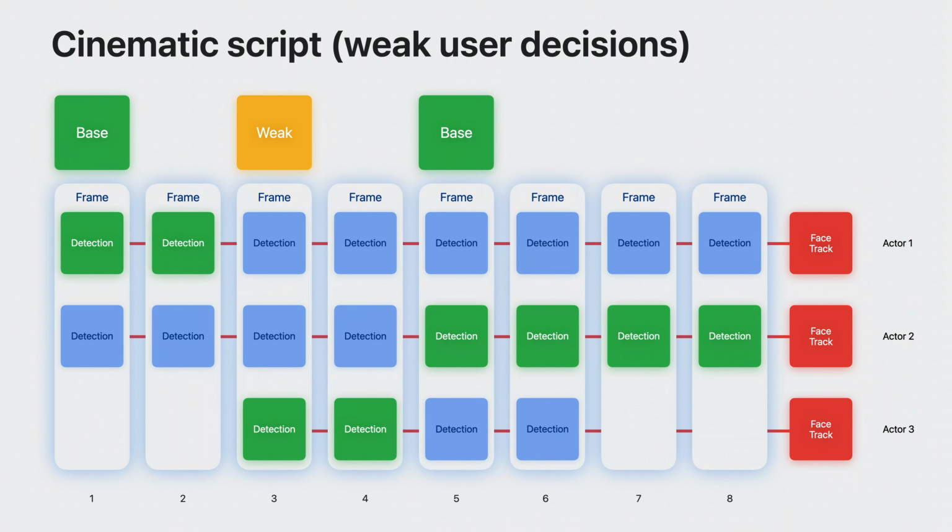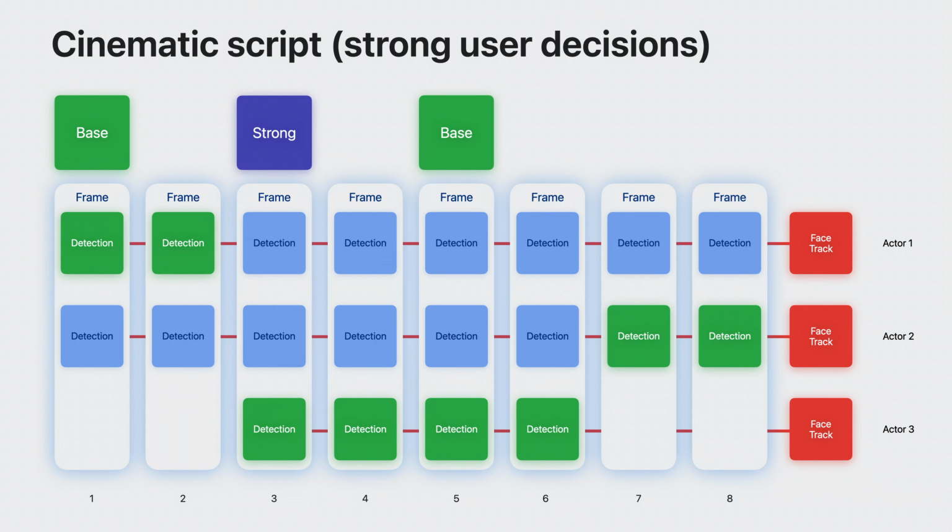So if we wanted focus to stay on actor 3, we could add another weak decision in frame 5, or we could use something stronger. Yes, you might have guessed it, a strong user decision. A strong decision will keep focus on a subject until the next user decision to focus elsewhere or the end of the detection track. Adding a strong decision brings actor 3 into focus and overrides the following base decision. After the detection track of actor 3 ends, the focus falls back to the base decision, which is to focus on actor 2.